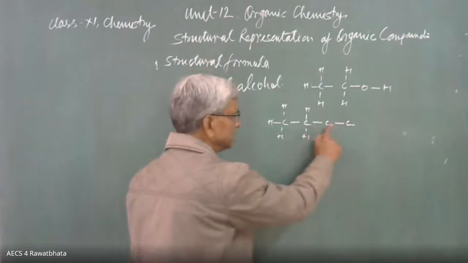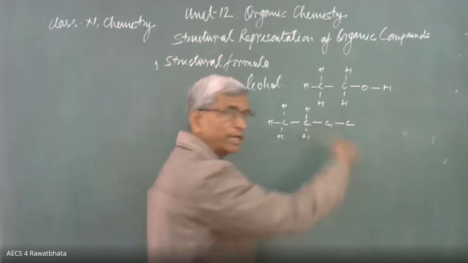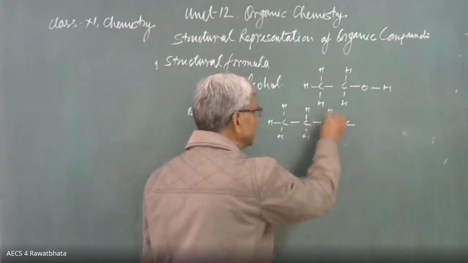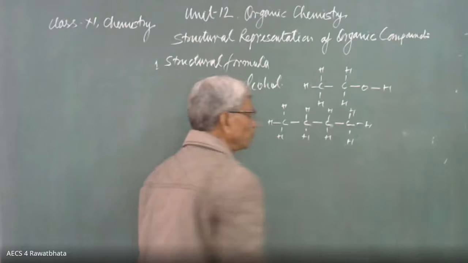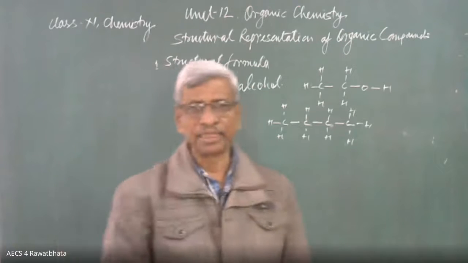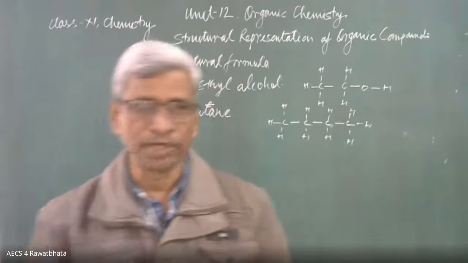So here, see, 2 bonds are there, 2 more required. That's why 2 hydrogen atoms. Carbon is tetravalent. That's why there should be 4 bonds around that. This is called the structural formula.